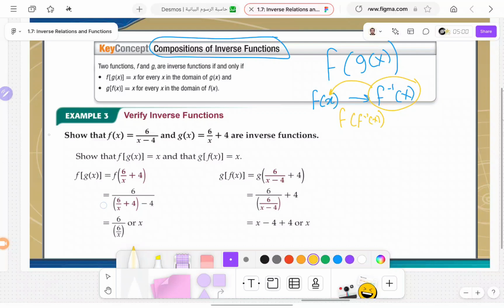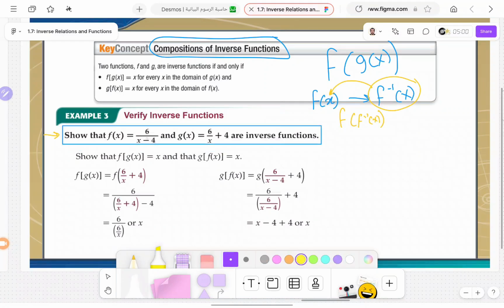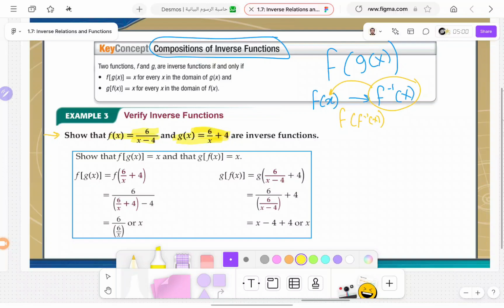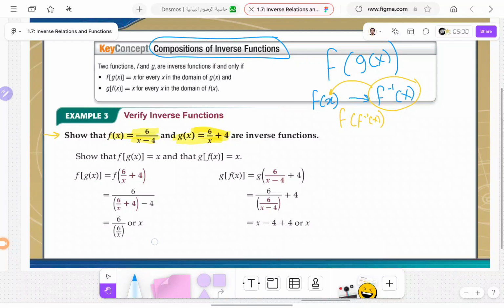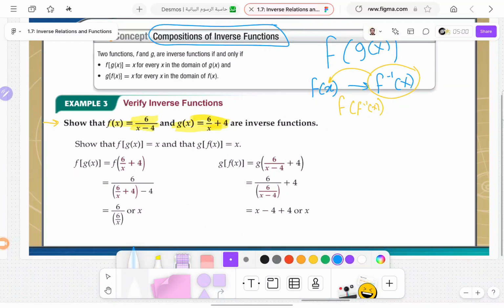The example is saying, show that f of x is equal to 6 over x minus 4 and g of x is equal to 6 over x plus 4. So this one is the f of x, this one is the inverse g of x. Now what we have to do is insert g of x inside f of x, and this is what you can see here. So the first thing, we insert g of x inside f. So now this one is f of x and this one is g of x, so you put this one here. And this is what you can see.